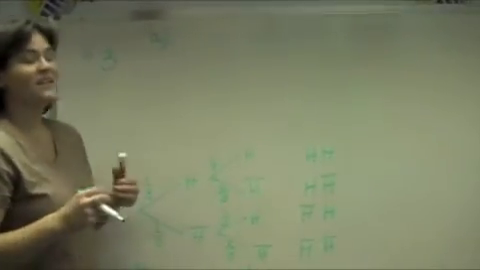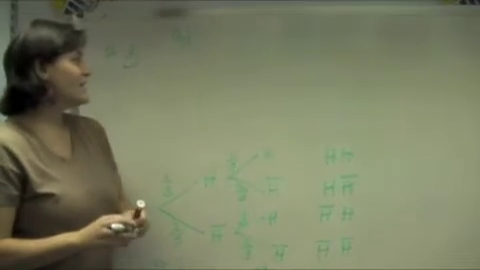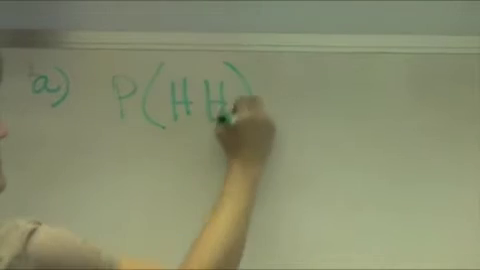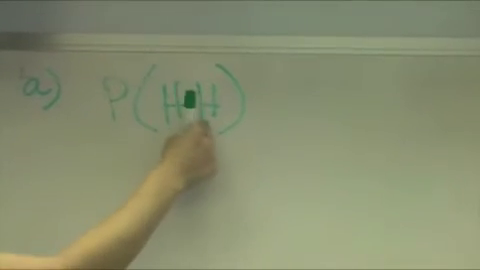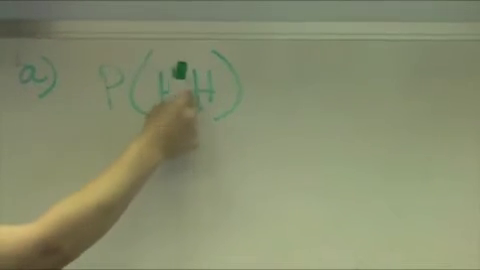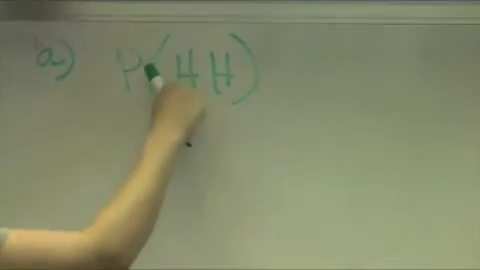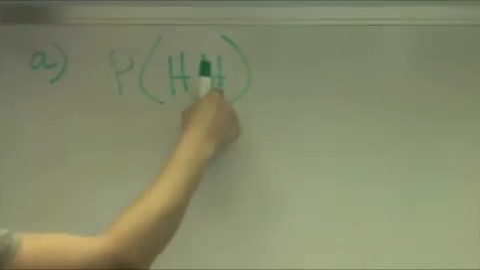Now, given question A, if we want to know the probability that two randomly selected deaths both died of a heart attack, we're looking for the probability of heart attack, heart attack. Now when we write this and you don't see a connector in between in probability notation, this is assumed to be an and question. So this is the first person died of a heart attack and the second person died of a heart attack.